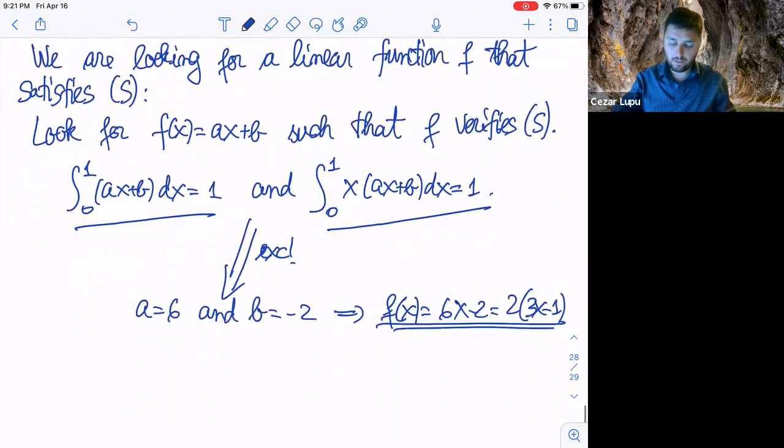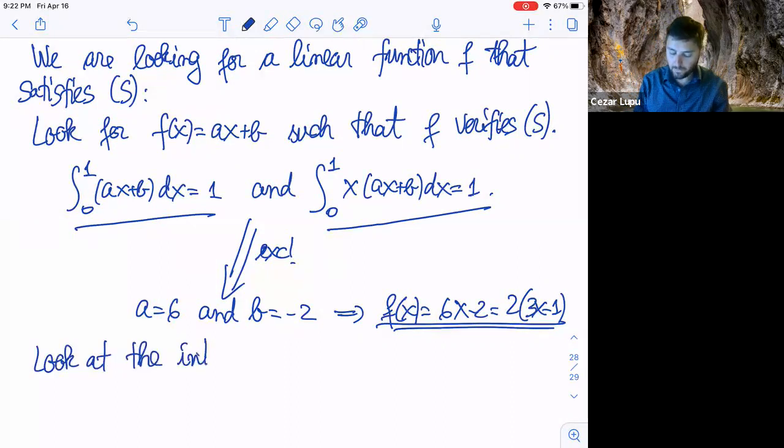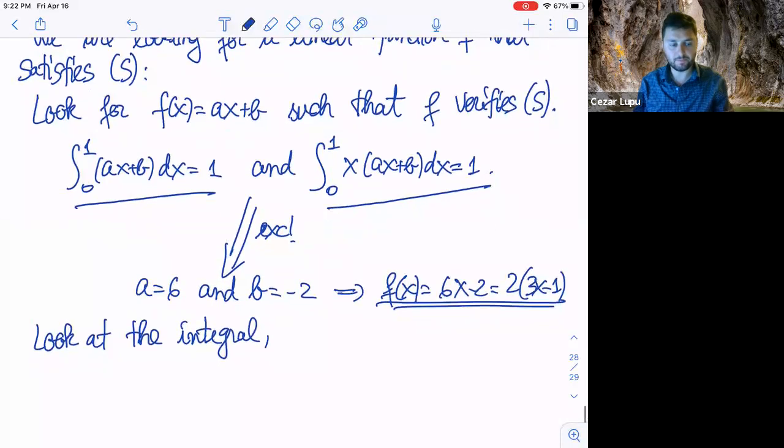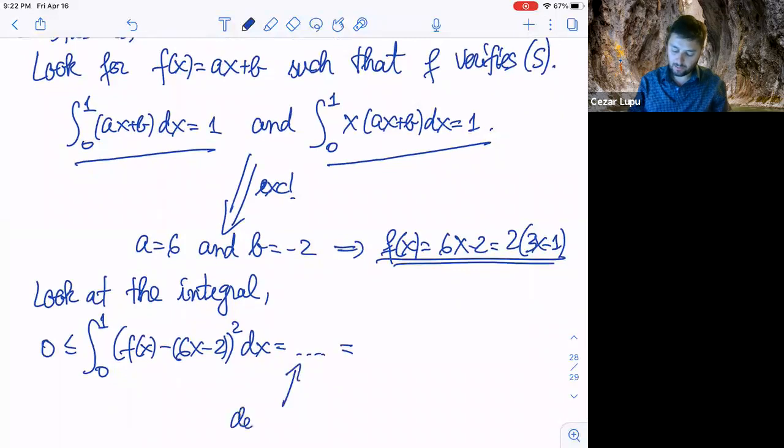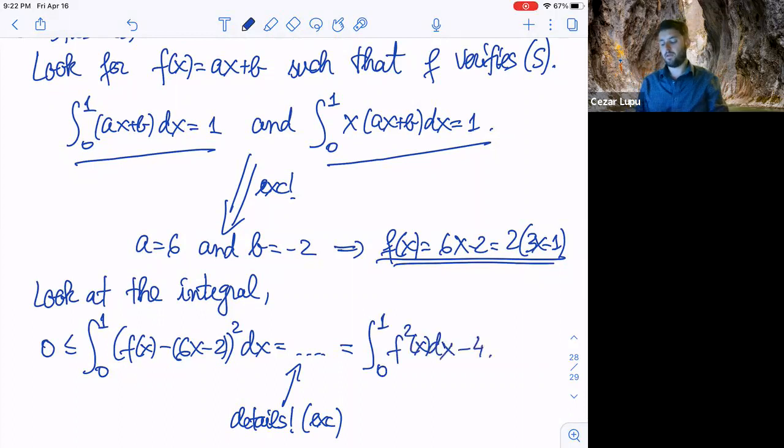So now in this way, well, you can apply Cauchy-Schwarz to this. It doesn't really matter. Or you can just look at this integral. So we're going to take the square of this. Actually, this is a pretty standard minimizing integrals technique. So basically, we'll look at this integral, which is non-negative, of (f of x minus (6x minus 2)) squared dx. But I'm just going to leave this to you as computations, details as an exercise. This will be nothing else than just the integral of f squared of x dx minus 4. And the conclusion follows.